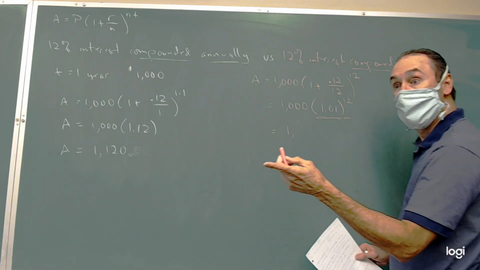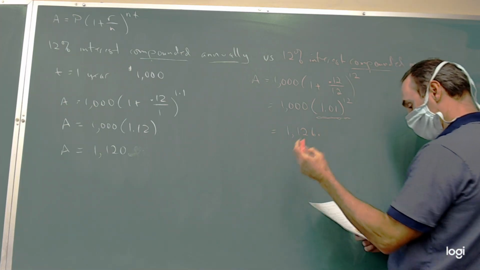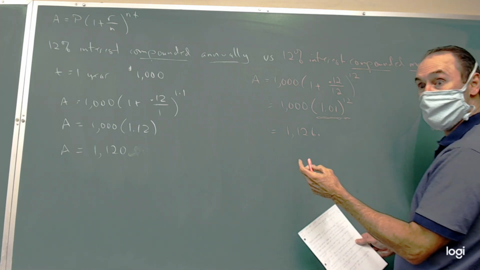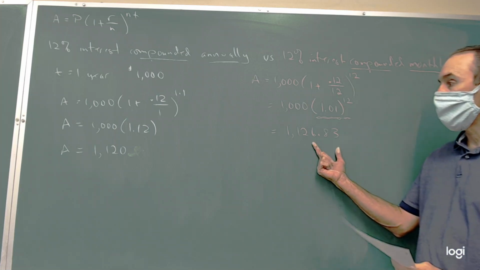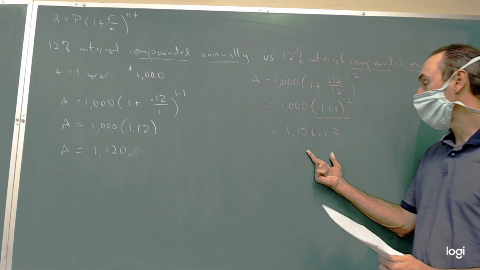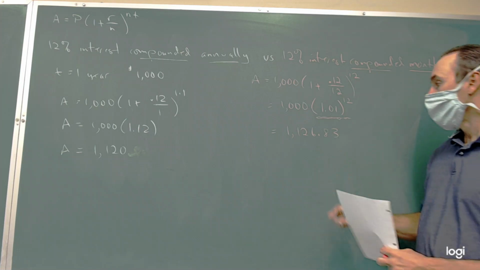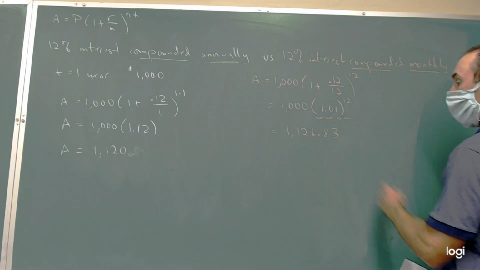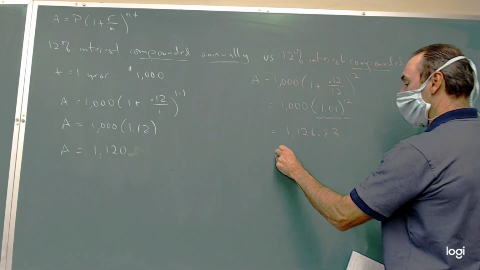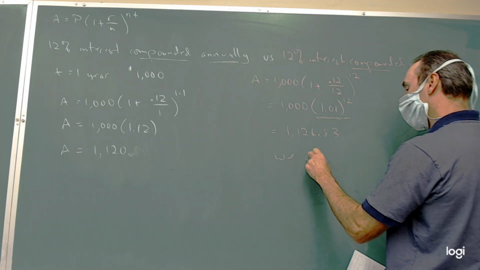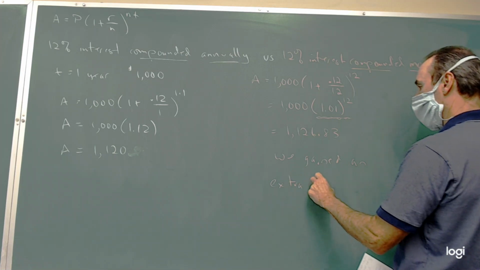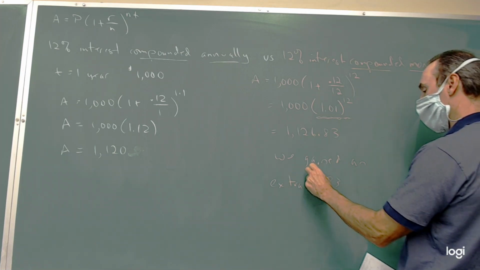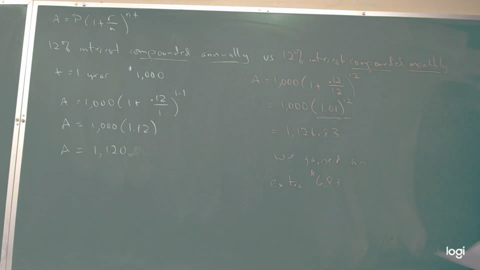1,000.126. 126, and what is it? 83 cents when you round to the nearest penny. Okay, so you can see that this compounding ended up with a larger result. So we gained an extra $6.83 just from the fact that it was compounded monthly rather than annually.